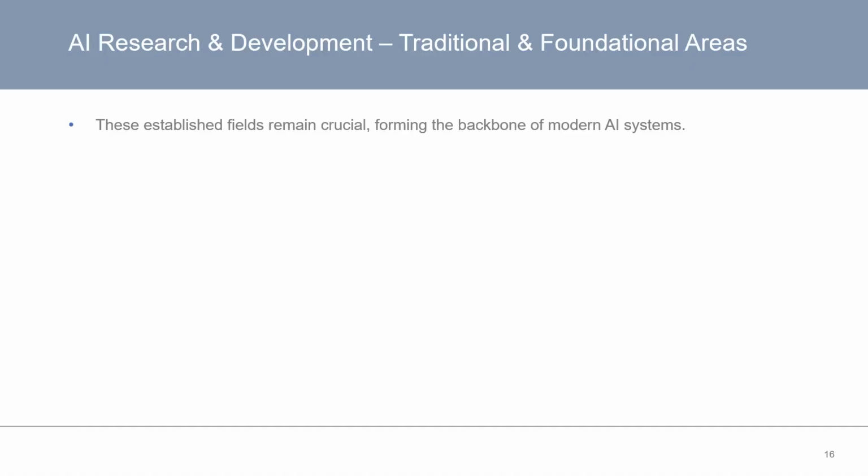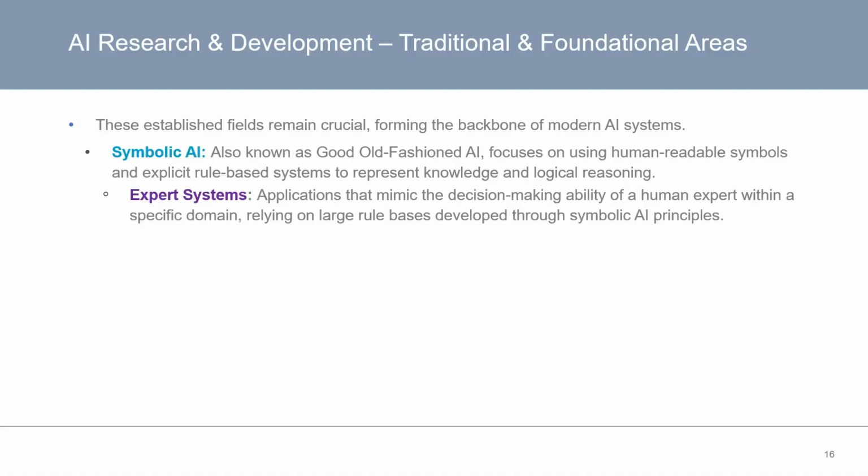Now let's briefly tour areas of AI research and development, beginning with some traditional and foundational areas. These established fields remain crucial and form the backbone of modern AI systems. First, there's symbolic AI, also known as good old-fashioned AI, focusing on using human-readable symbols and explicit rule-based systems to represent knowledge and logical reasoning. These include expert systems, which mimic the decision-making ability of human experts within a specific domain, relying on a large rule base developed through symbolic AI principles.